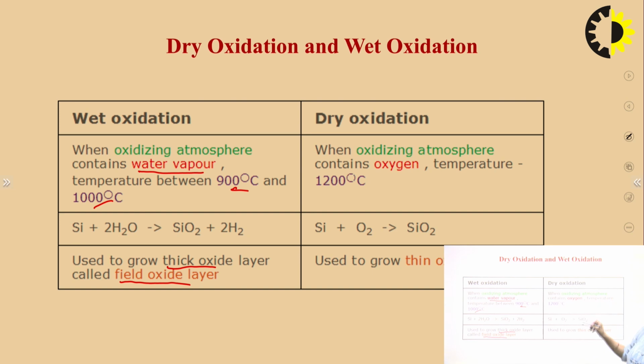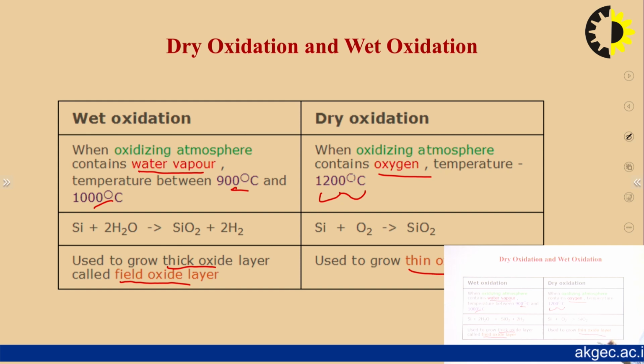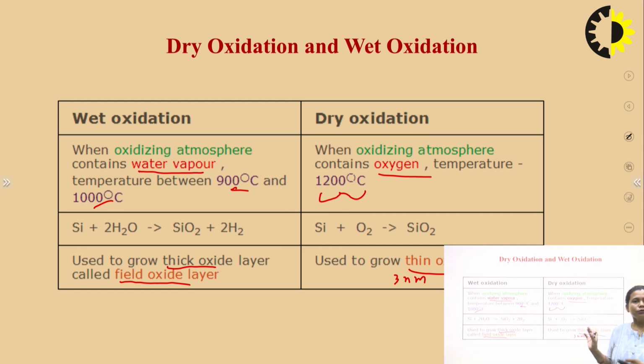And in this dry oxidation, the oxidizing atmosphere contains oxygen and the temperature is around 1200 degrees Celsius. We are using a higher temperature than the wet oxidation, and in this the Si plus O2 will give you SiO2. This particular technique is used to develop the thin oxide layer. See, thick and thin as a concept. Thin is around 3 nanometer, you can say, the size of the layer. But such kind of thin oxide layers are currently being used because we are developing smaller ICs. We are using smaller size ICs. So such type of thin oxides we are preferring, right?